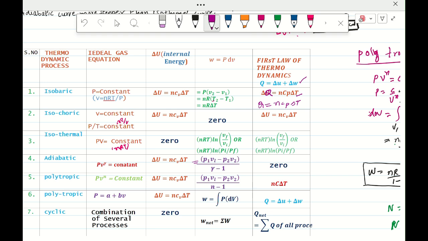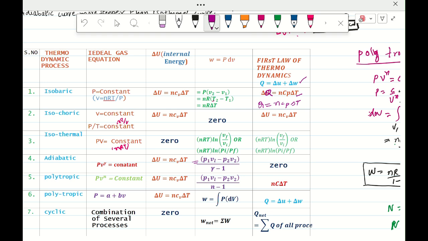In a cyclic process, dU is equal to 0. That means the net work done is equal to the sum of all work done in the cyclic process in the given graph, and Q net is also the sum of the Q of all processes. So this is the table. Remember this.